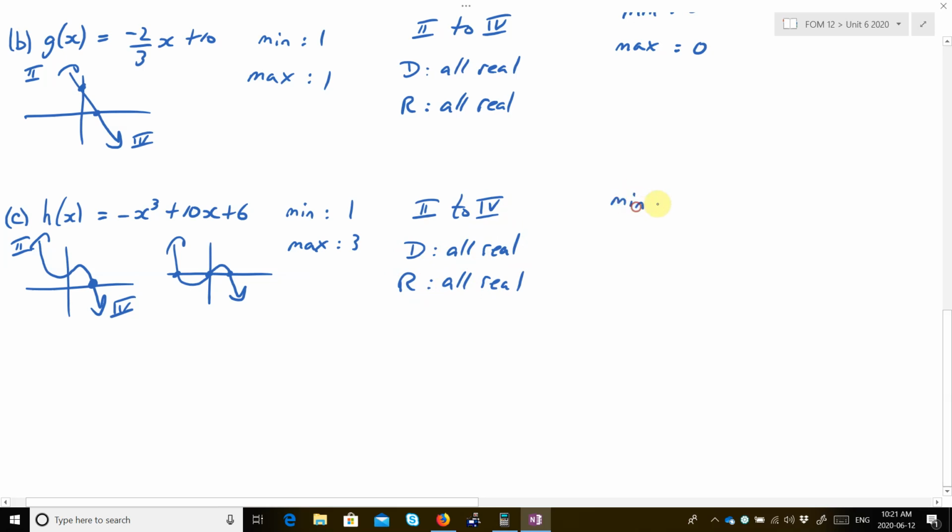And the minimum number of turning points, in theory, guys, a cubic could go like this and not really turn back. So the minimum number of turning points is 0. It could turn like this and turn like that in its extreme form. So the maximum number of turning points is 2.